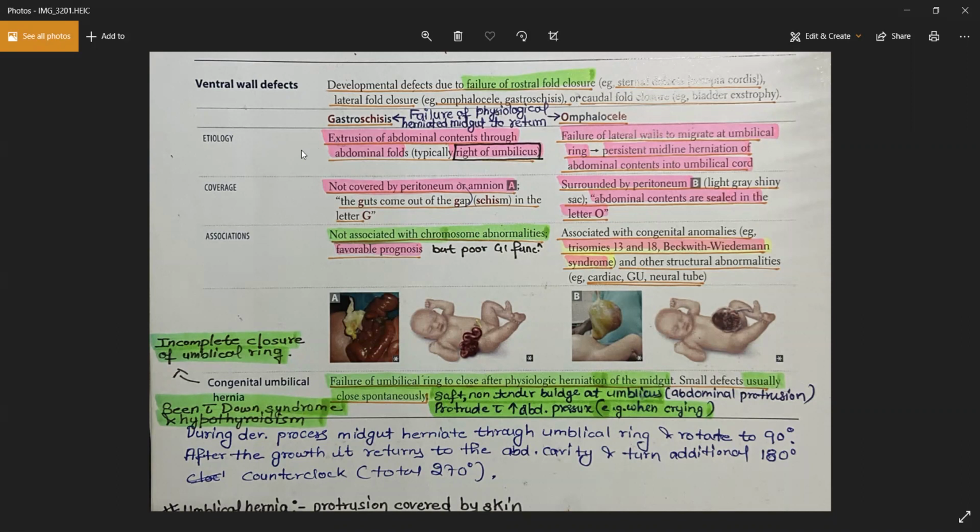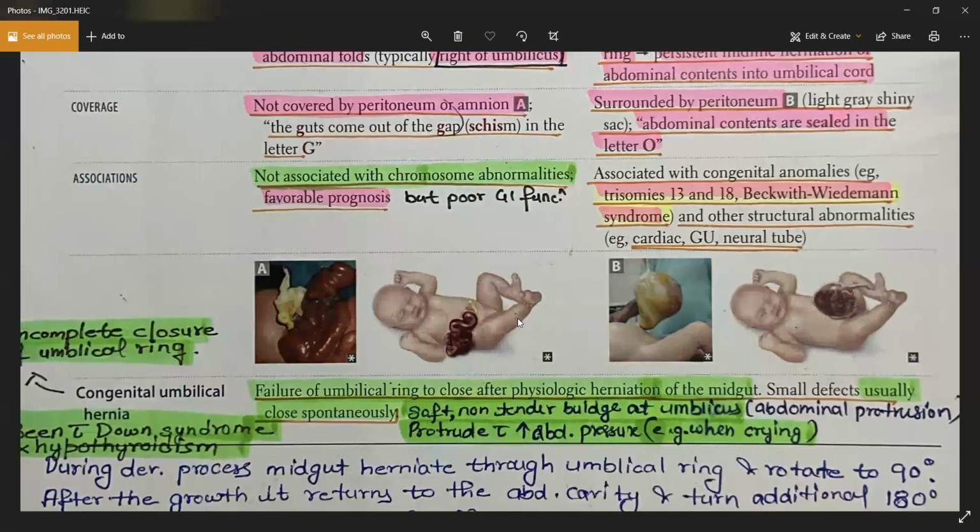For gastroschisis, you have extrusion of the abdominal contents through the abdominal folds on the right side. Please note the location; it is very important. Stefan will ask you this location. The herniation of these contents will be to the right of the umbilicus, as you can see in this diagram also. This is the umbilical stump, and the herniation is on the right side.